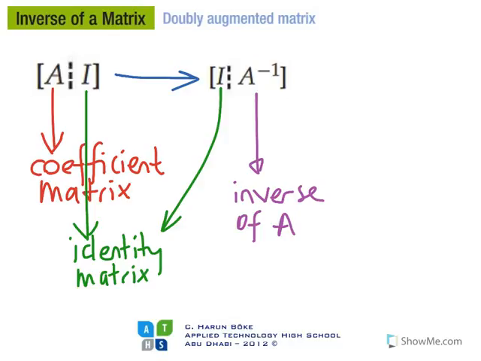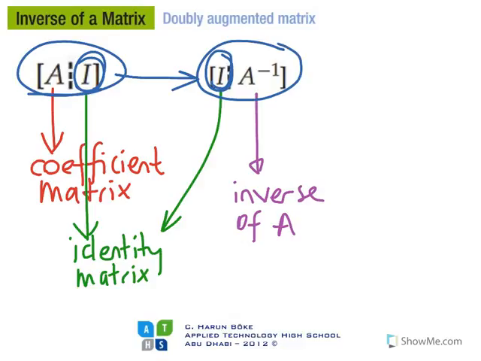Now let's see how this works. But before, please notice that the identity matrix changes its place. Once we start with this form, after row operations we try to get the identity matrix instead of A, so that once we get the identity matrix, whatever we get on the other side becomes the inverse matrix of A. Let's see how.